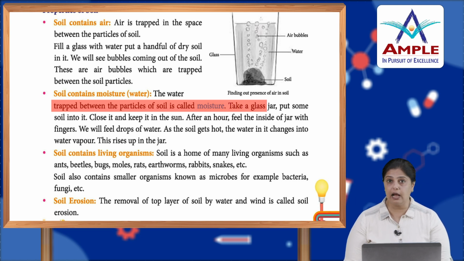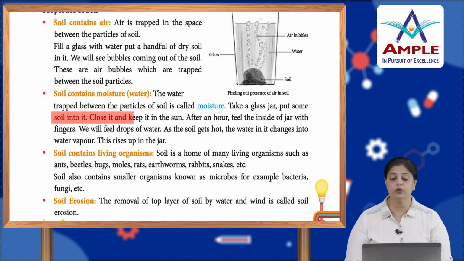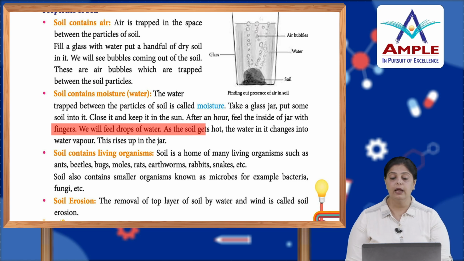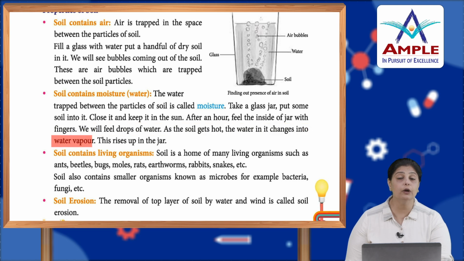You have to take a glass jar and put some soil into it. Now, close it and keep it in the sun. After an hour, feel the inside of the jar with your fingers. When you start feeling it with your fingers, we will feel droplets of water. As the soil gets hot, the water in it changes into water vapor. Evaporation happens, and because of this, it rises up in the air.